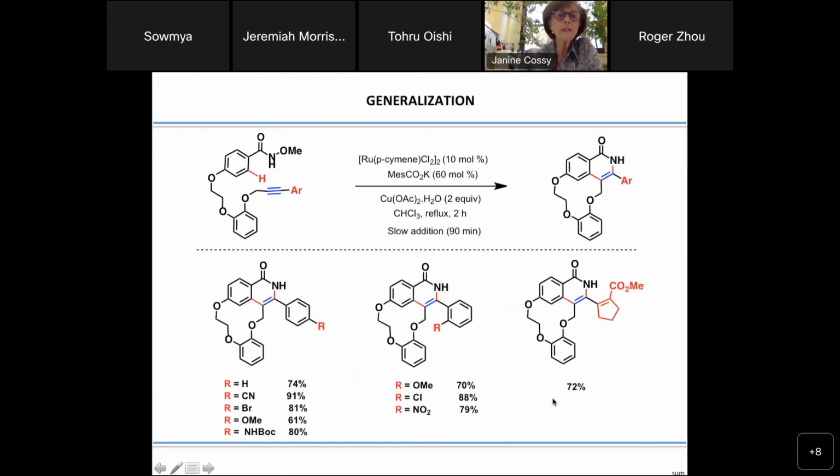The reaction is very general. As you can see, you can have different aryl groups at this position, for example, a cyano, a bromo, a methoxy, a carbamate. The yields are pretty good. You can also have a substituent on the ortho position: methoxy, chloro, nitro. The yield is around 80% or so. And you can have alkyl at this position or olefin, and your yield is around 72%.